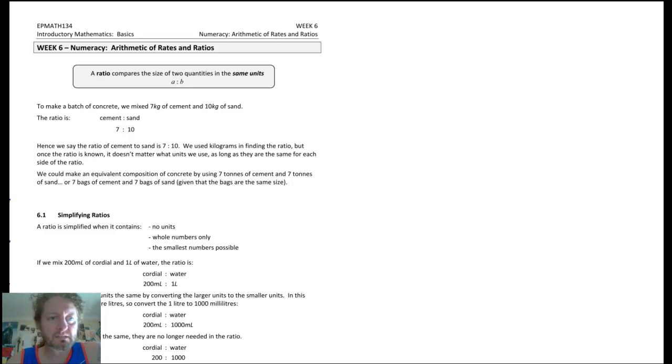Hi everyone, it's time to go through the week 6 course notes, rates and ratios. Now we'll start with ratios. Ratios compare the size of two quantities in the same units. So let's look at this very basic example.